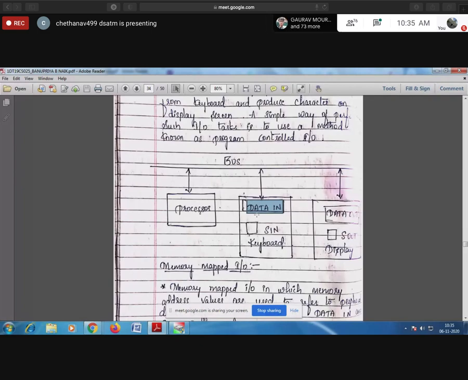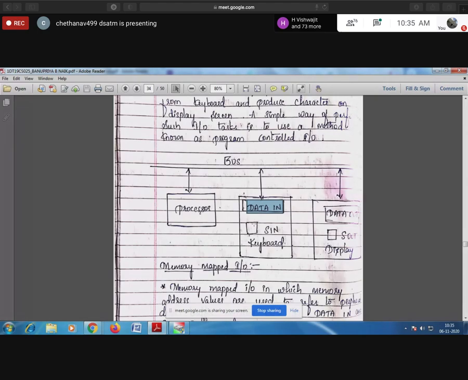When data in will be there, obviously we can take the data from the memory also. We can keep the data even in the memory. Even I can keep it in the memory sometimes. Not only in registers, we can use the memory space also. That is the main intention. Hope you are clear. That is about memory mapped.